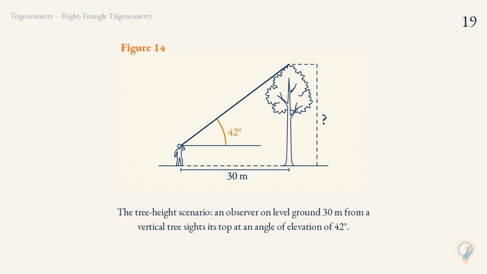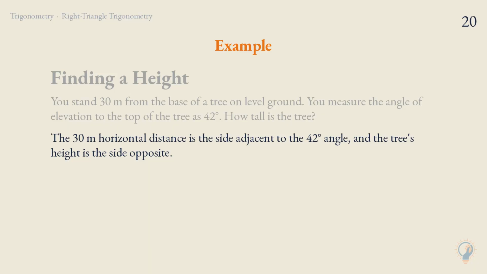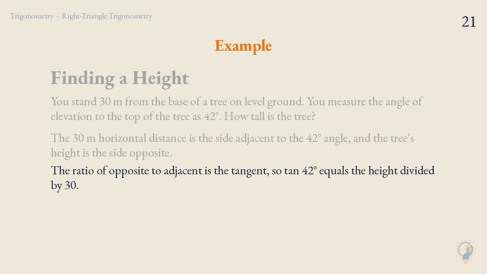An observer on level ground 30 meters from a vertical tree sights its top at an angle of elevation of 42 degrees. The 30-meter horizontal distance is the side adjacent to the 42-degree angle, and the tree's height is the side opposite. The ratio of opposite to adjacent is the tangent, so the tangent of 42 degrees equals the height divided by 30. Tangent of 42 degrees equals height over 30 meters.